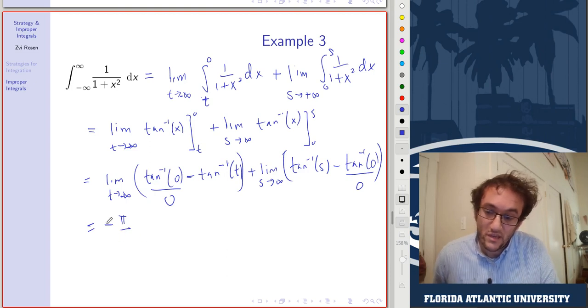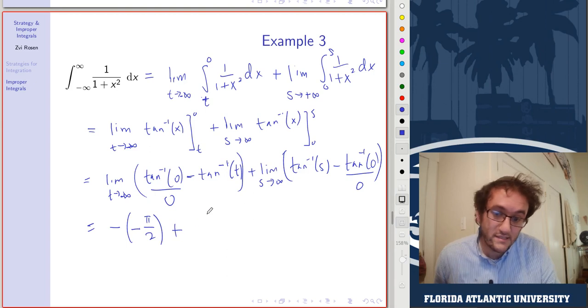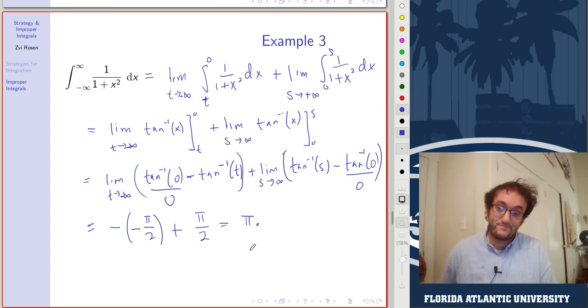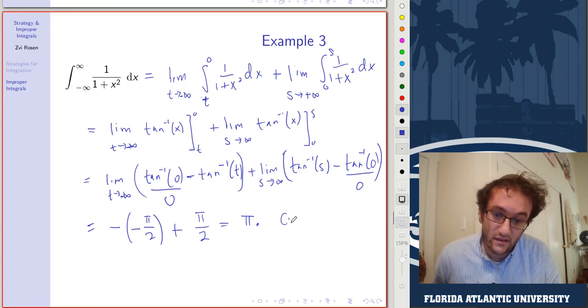So this will be the negative of, because we have the subtraction, negative of negative pi over 2, plus, positive, so this arctangent of s, when s goes to positive infinity, you get another pi over 2. So this should be pi. Okay. And we did that taking these two limits separately. And so this teaches us that this converges to pi.